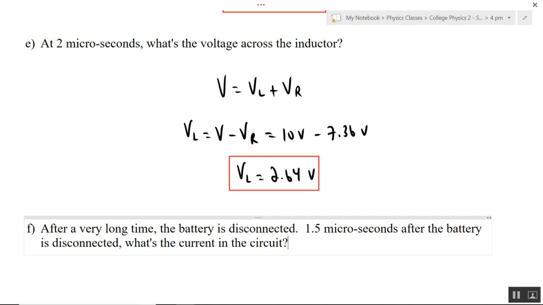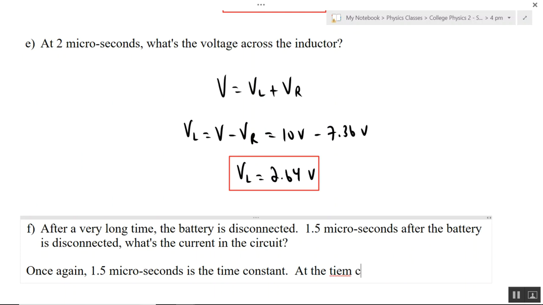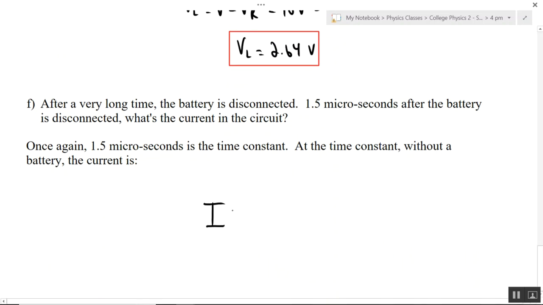So what is 1.5 microseconds again? It's the time constant, because the L and the R haven't changed. It's the same L and R. The only thing you're doing is just taking out the battery, right? So it's the same time constant. So once again, 1.5 microseconds is the time constant. So at the time constant, without a battery, if you wait exactly one time constant, the current in the circuit without a battery is 37% of what you had to begin with.